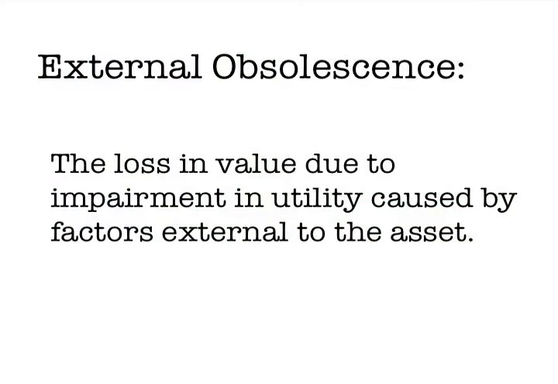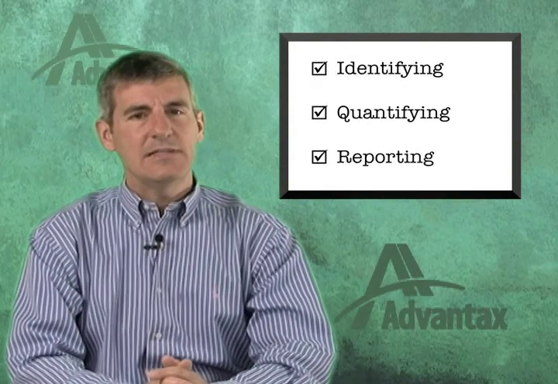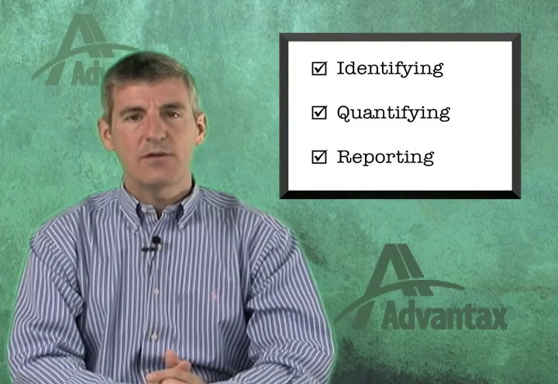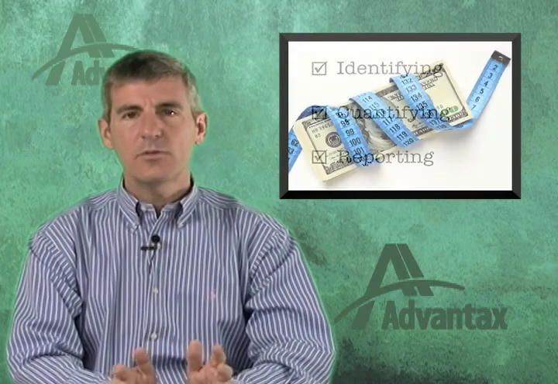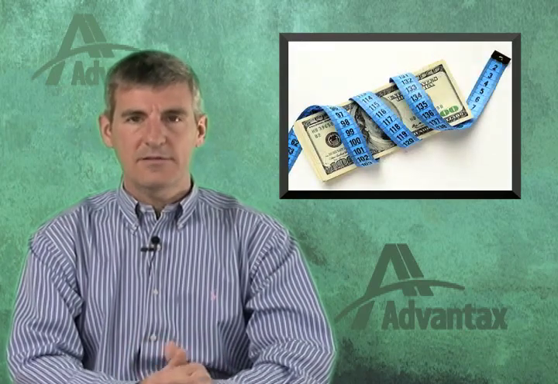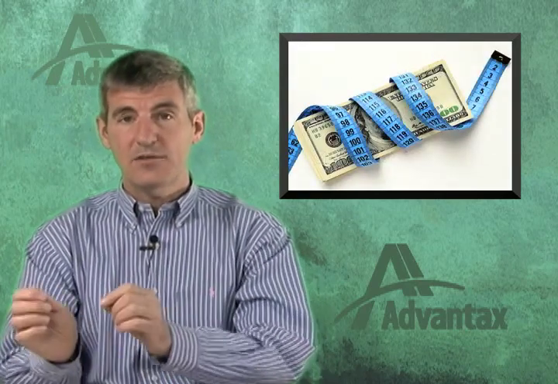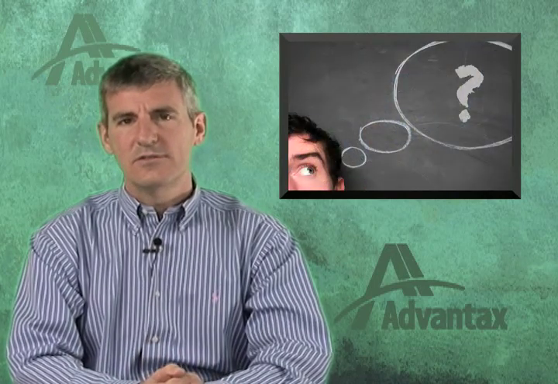And external obsolescence is defined as the loss in value due to the impairment in utility caused by factors external to the property. The responsibility of identifying, quantifying, and reporting obsolescence falls on the taxpayer. If there's going to be a reduction in your property tax assessment and subsequent property tax bills due to obsolescence, it must first be identified. So how does one identify obsolescence?